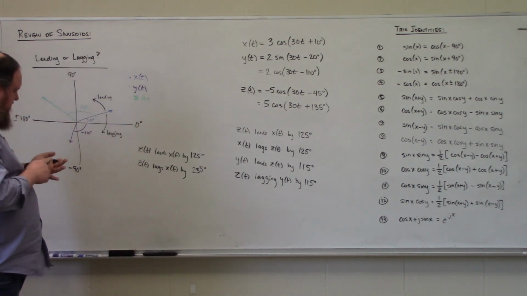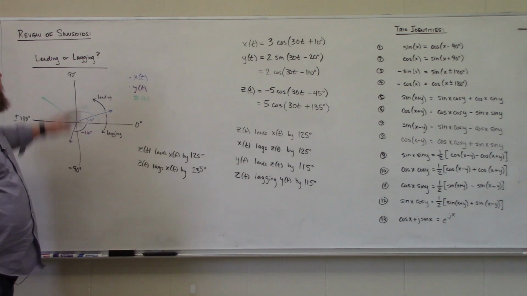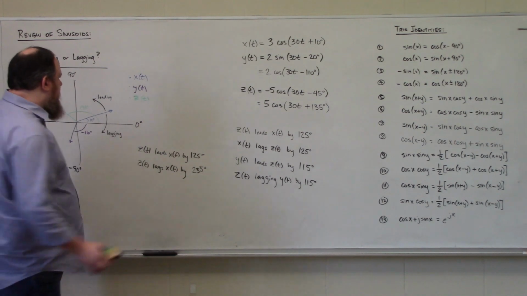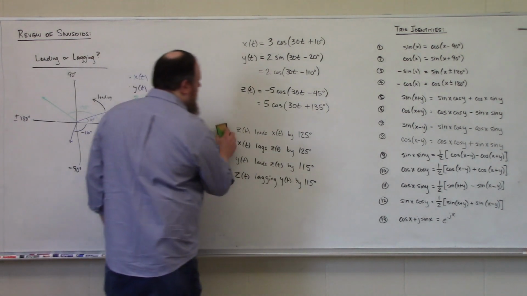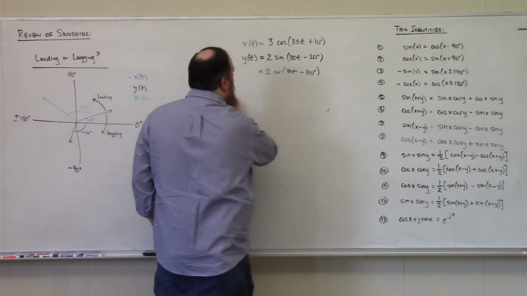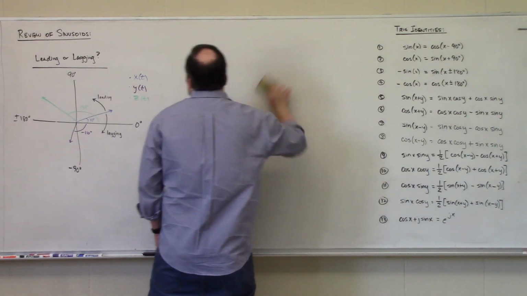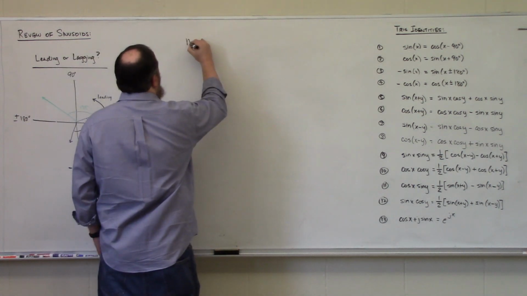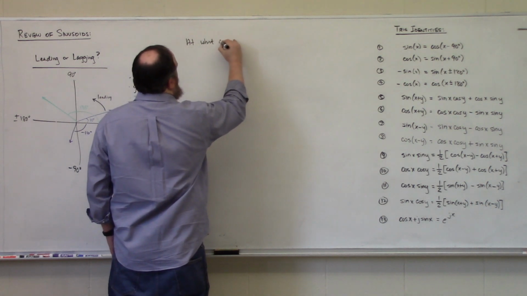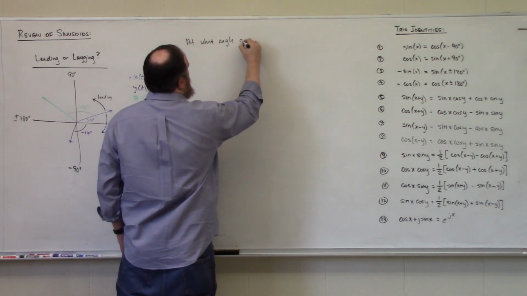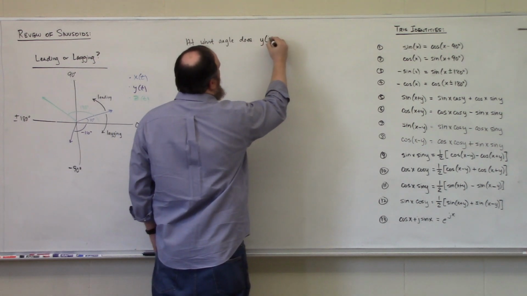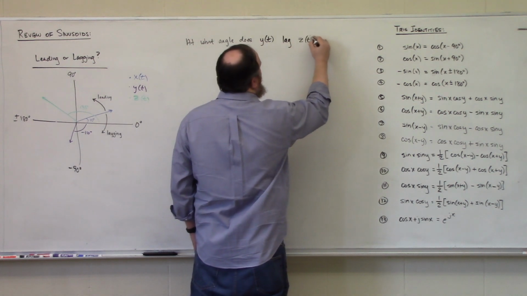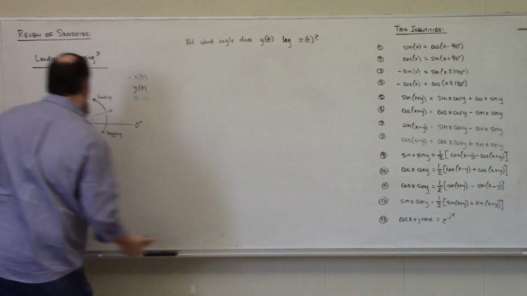So in my mind, using the graphical method like this, the phase diagram makes things extraordinarily easy. Usually at this point, I have students just call out different things and we will figure them out. So let's just arbitrarily say we want to know at what angle does y of t lag z of t, okay?